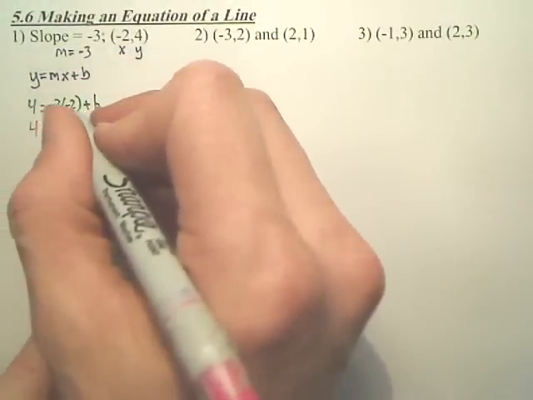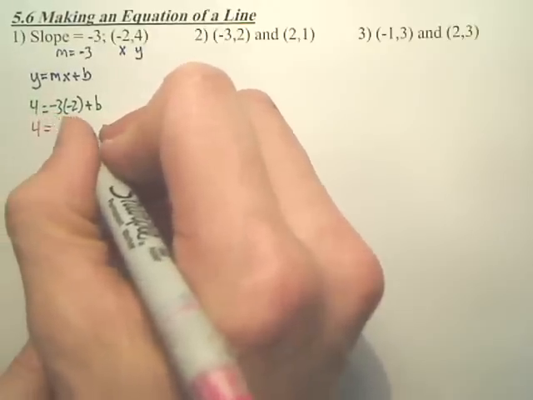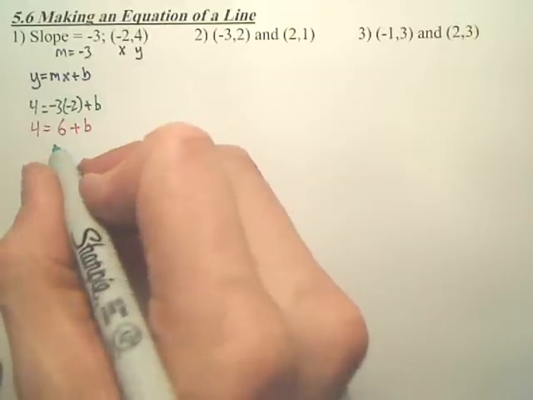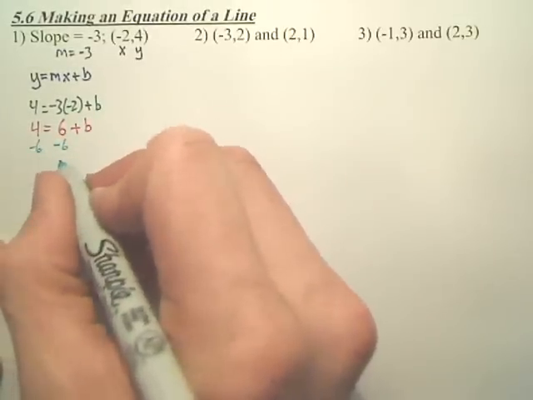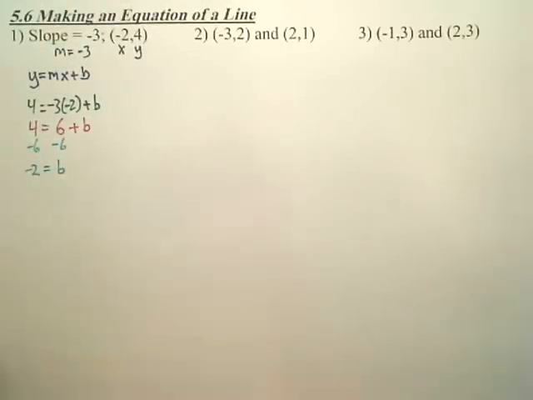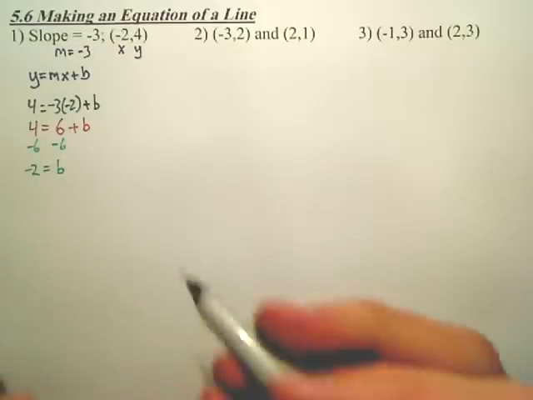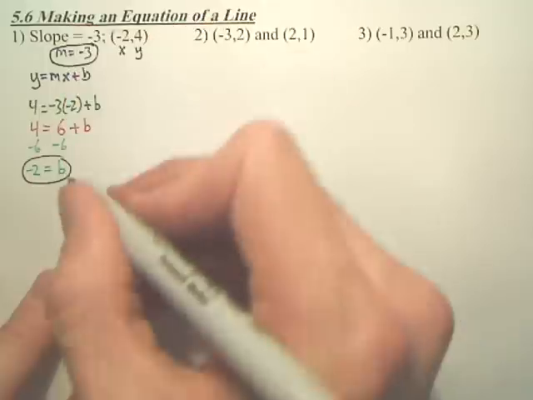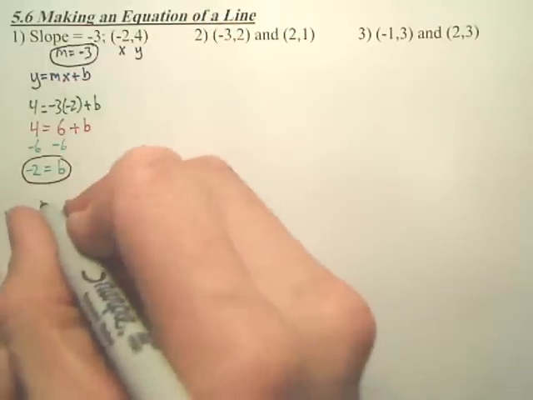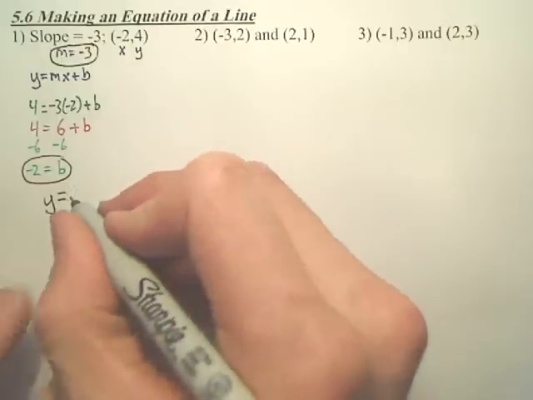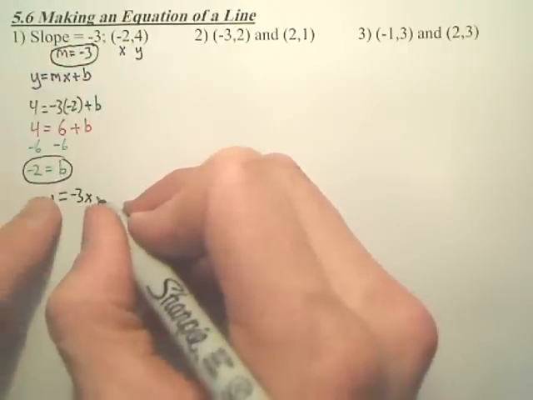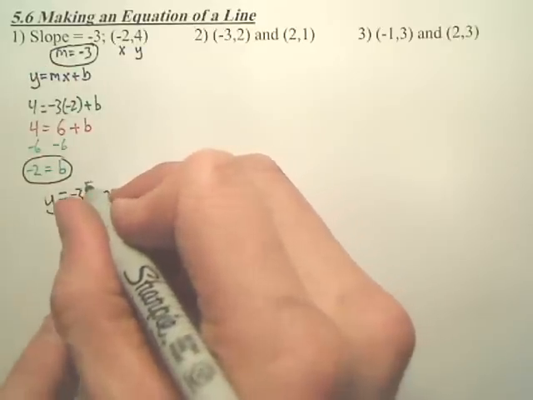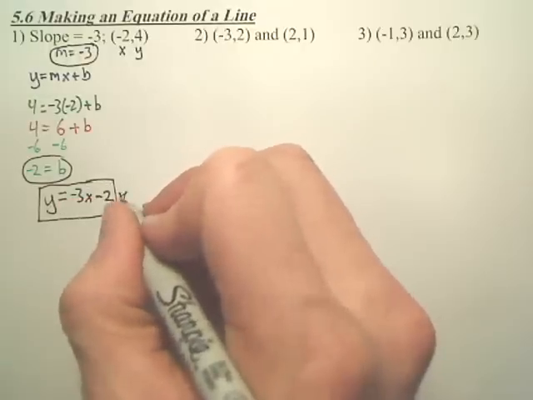4 equals, what's -3 times -2? 6. And then to get b by itself, I'm going to minus the 6 over. Now, isn't that b? Isn't that m? Isn't my equation y equals -3x minus 2? b is -2, m is -3. That's my answer.